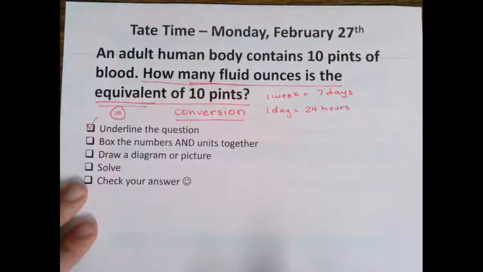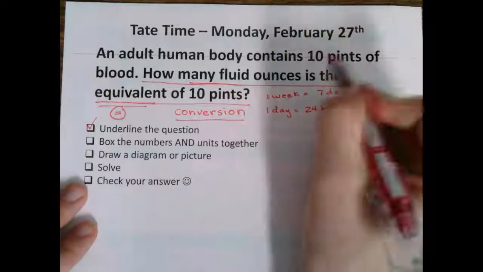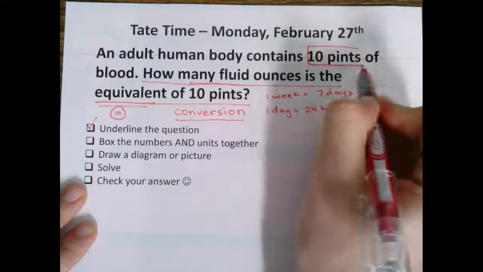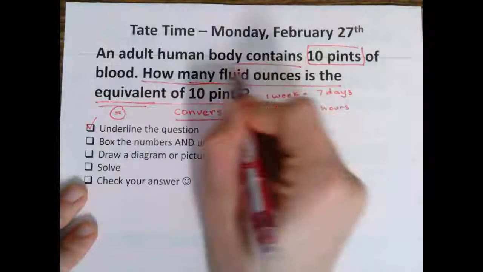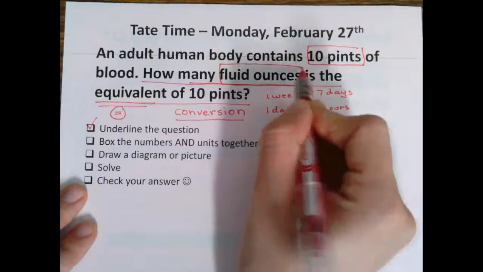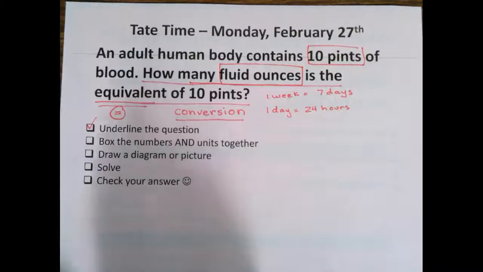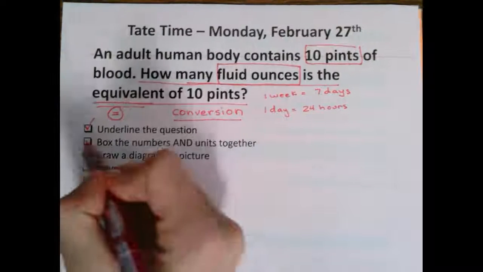Check. There's not too many important numbers here. We have 10 pints, and we're changing that to fluid ounces. Notice that it says fluid because we're dealing with a liquid. Our blood is liquid inside of our bodies.